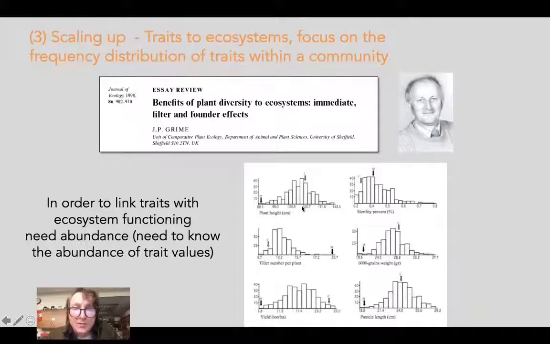That is, we want to know the height that is the most dominant, or a measurement of the seed mass that's the most dominant, if we want to make these linkages with ecosystem functioning. Now, there's theoretical reasons why we want to do that, but we can save that for another cut.